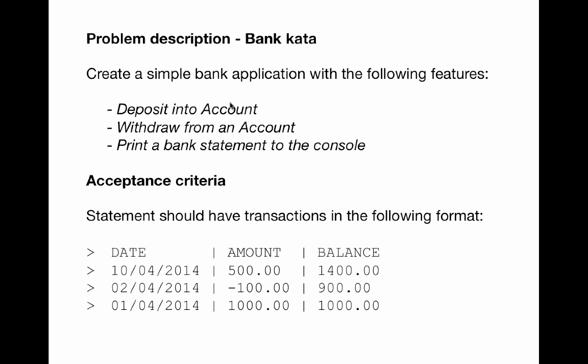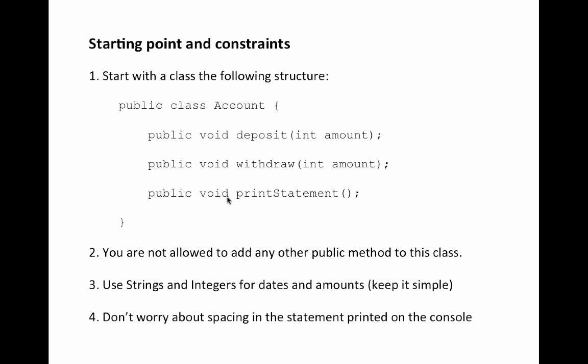The acceptance criteria for that is after depositing and withdrawing a few times, I should print my statement. The statement should have three columns: the date of the transaction, the amount of the transaction, and the running balance. And the transactions should be displayed in my statement in reverse chronological order, like you see in your normal bank statement online.